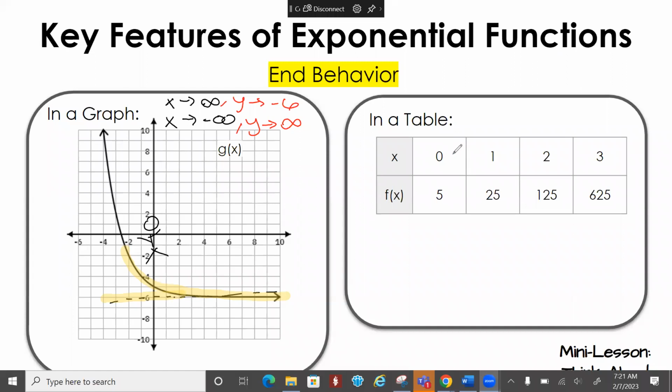Okay, now in a table, it's a little wonky, okay? Because they don't give us the whole thing. They don't give us the equation. So we only see these 4 numbers, right? So as we move to 0, so as we're moving to the left, what number are we getting closer and closer to? 5. Okay. Notice how I put x approaches 0, not x approaches negative infinity, because I can't speak for negative infinity because I don't know where it goes. As x approaches 3, where does your y go?